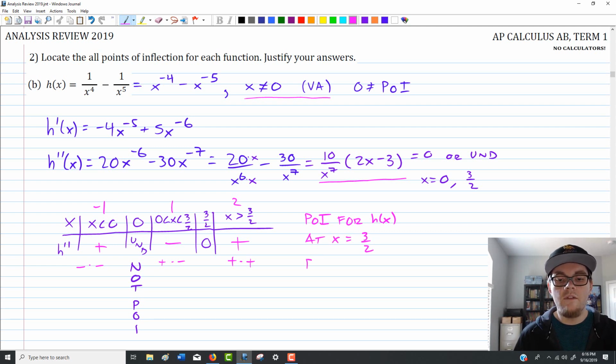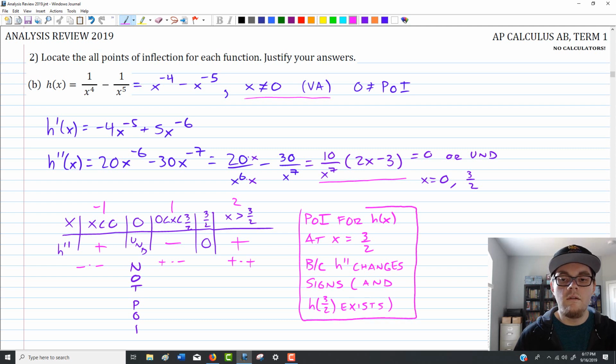And we're supposed to justify our answer, which I really don't want to do right now, but that's okay. And our reason is because h double prime changes signs. And I'm going to just tack on there, just as kind of a reminder, and h of 3/2 exists, because really that's the reason why 0 doesn't qualify: 0 does not exist right there.